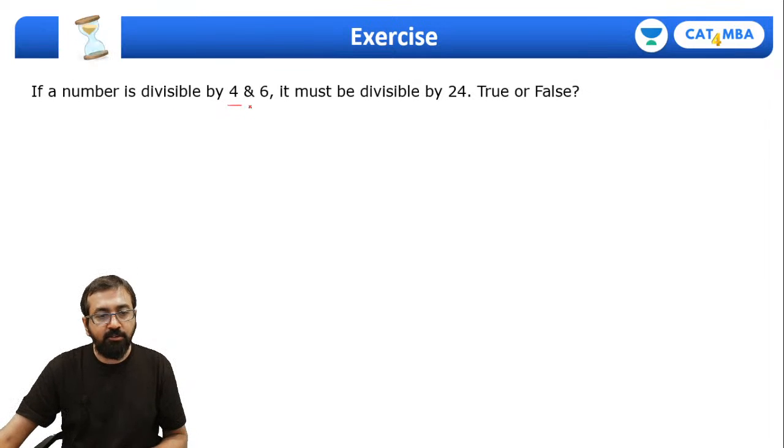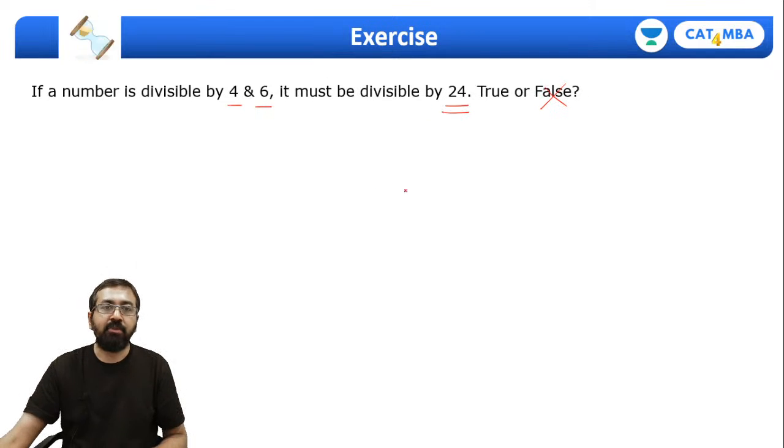If a number is divisible by 4 and 6, it must be divisible by 24. False. Simple. Why?